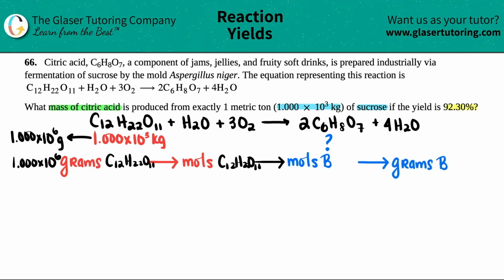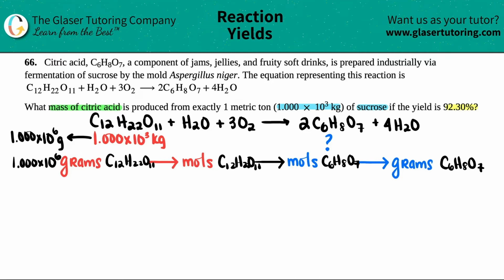Then I can go to the moles of citric acid, C6H8O7. And then from there, I could find out the grams of the citric acid, C6H8O7. Now, why are we doing that, right? They want us to know what the mass of the citric acid is. So I need to know this.